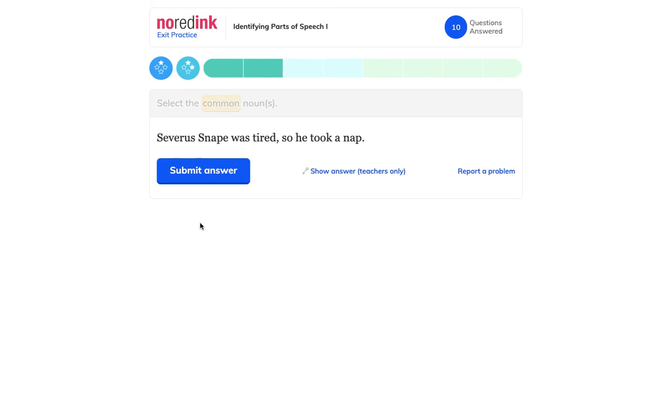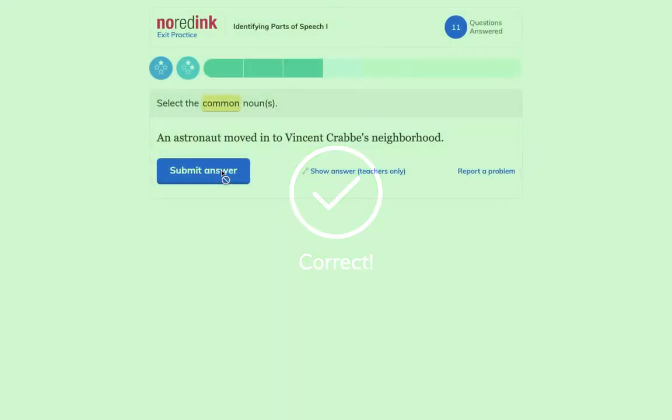Select the common nouns. Severus Snape was tired, so he took a nap. Took what? A nap. An astronaut moved into Vincent Crabbe's neighborhood. So we're looking for common nouns here. So we're doing astronaut, that's a person, and neighborhood is a place.